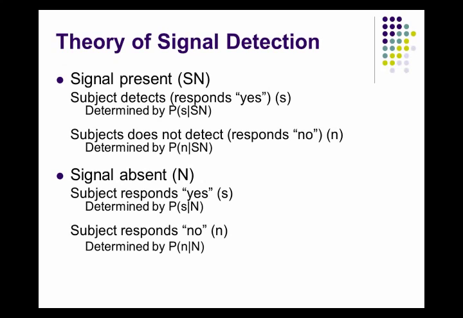And in each case we have two different possibilities, namely the subject detects, so it presses the button or it says yes. That's what we call signal. That probability is given by the probability that the subject says yes, given there is a signal plus noise. The other one, the subject does not detect, so it says no, and that's the probability. And of course we have the other two opportunities. The signal is not there, and the subject still says yes, or the subject says no. Those are all four possibilities that we have in an experiment, all four outcomes.